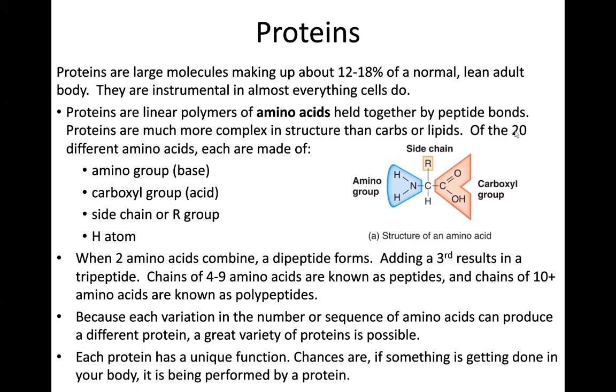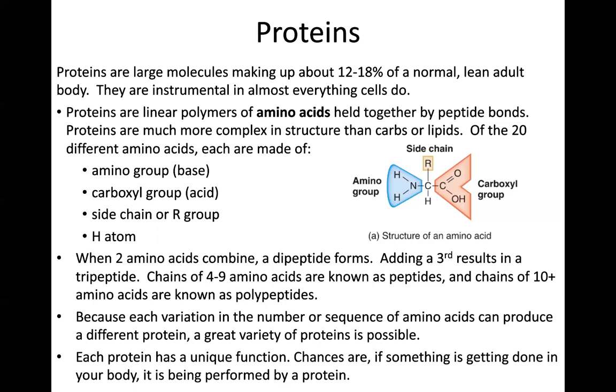There are 20 different amino acids, like methionine, tryptophan, leucine, isoleucine, and so on and so on. You take two of those, you bond them together, you form what's called a dipeptide. A third would form what's called a tripeptide. If it's between 4 and 9, we would just call it a peptide, and 10 or more, we'd call it a polypeptide. Think of amino acids like letters in the English alphabet.